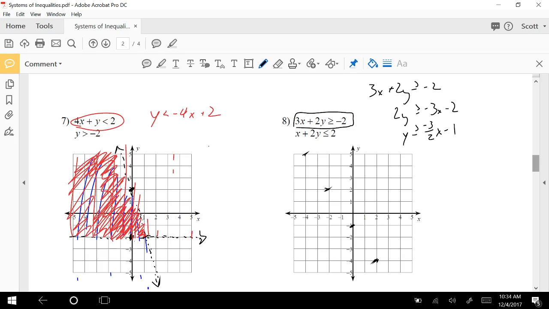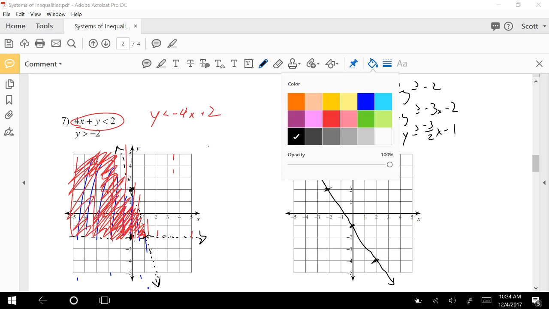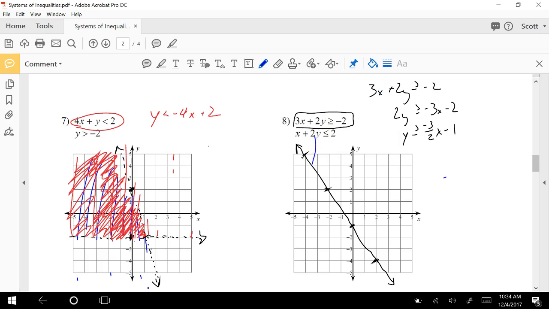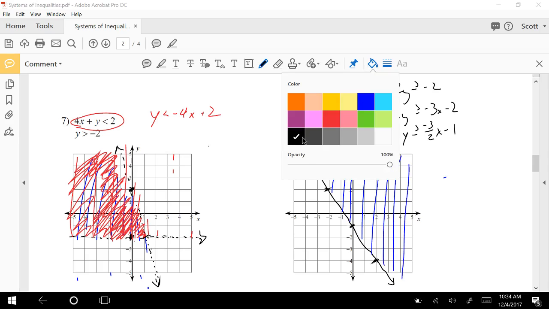Straight line. Hopefully I can make this straight. It's going to be solid. Now y is going to be greater than that, so I need to go above that line. Okay, now I have to convert the other one.